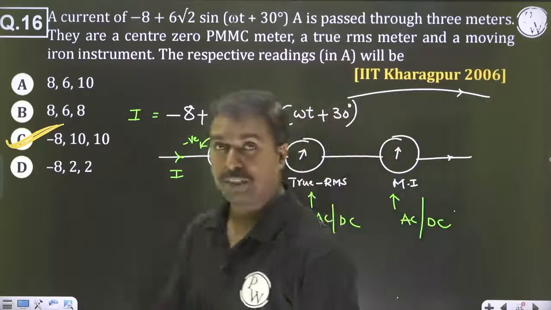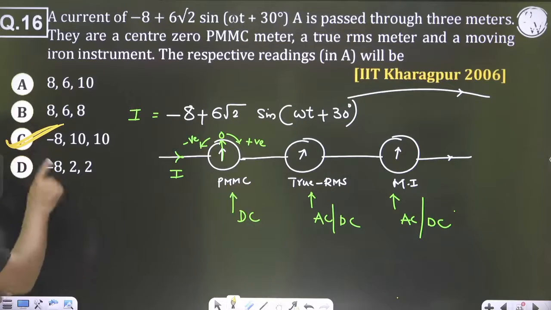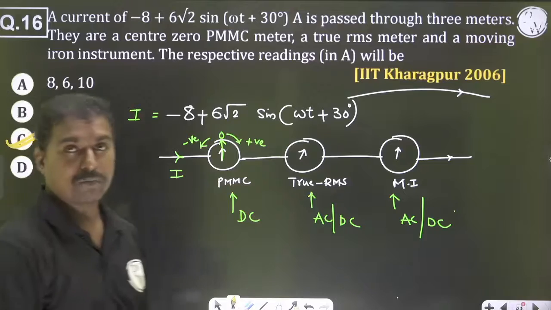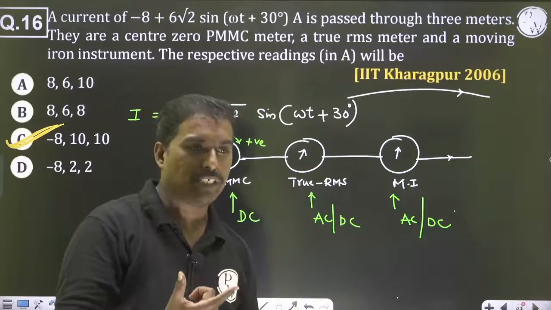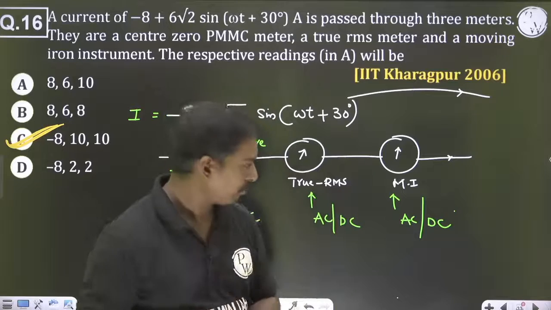So please be careful. It is not plus 8. Sir, okay, other options are not matching, but 10, 10 is there. Suppose if you had 8, 10, 10, definitely could have given the answer. It is center 0 PMMC, dear. Center 0 PMMC means take positive and negative. Good question.